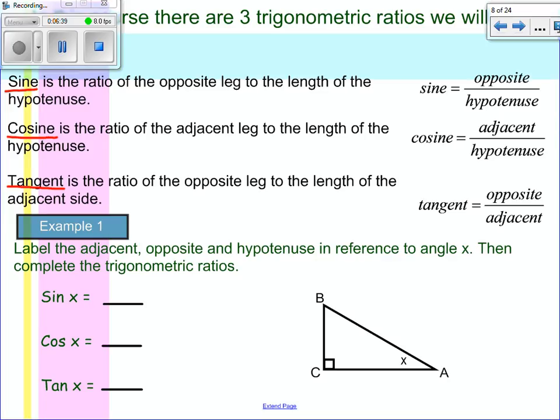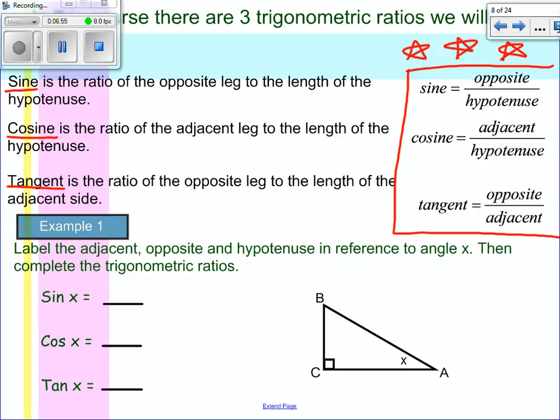We need to learn what these ratios are. These ratios are written down the side, right here. And they are basically going to be what you live by in this class. So sine is equal to the opposite side divided by the hypotenuse side. Cosine is equal to the adjacent side divided by the hypotenuse side. And tangent is equal to the opposite side divided by the adjacent side.